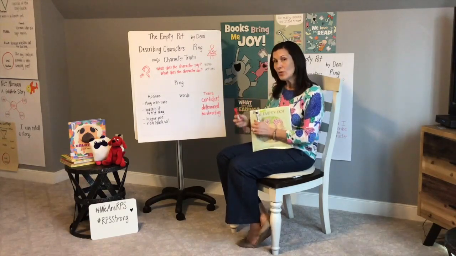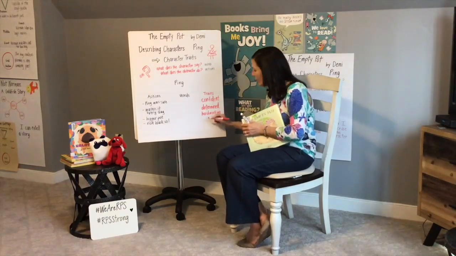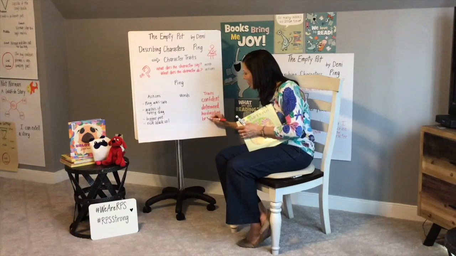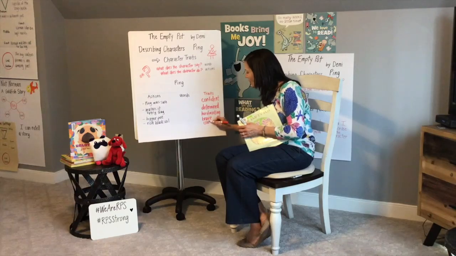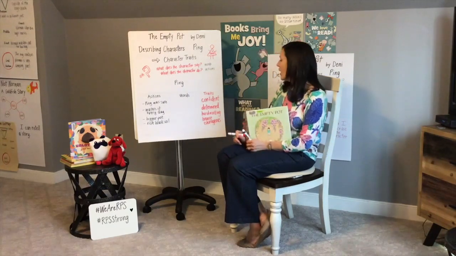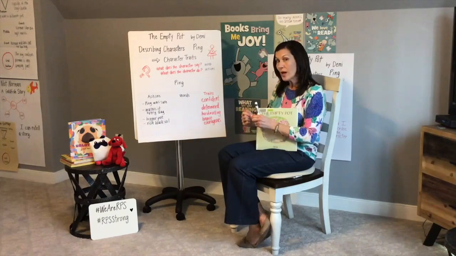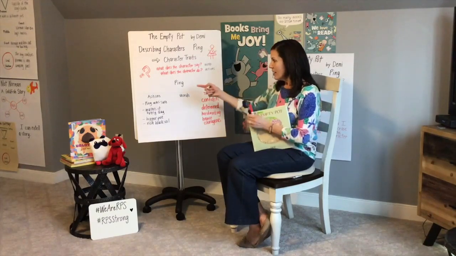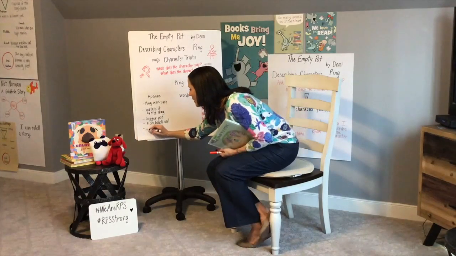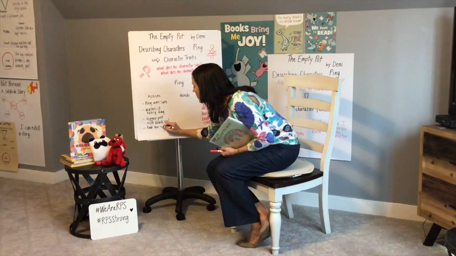So if I said to you I would describe Ping as courageous or brave, so let's put brave and let's put courageous. And those are actually synonyms. Brave and courageous have the same meaning. So if I wanted to describe Ping as brave and courageous, and I had to support that with the text evidence, his actions would be that he took the empty pot to the emperor.